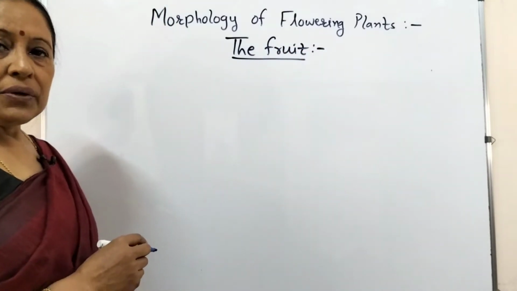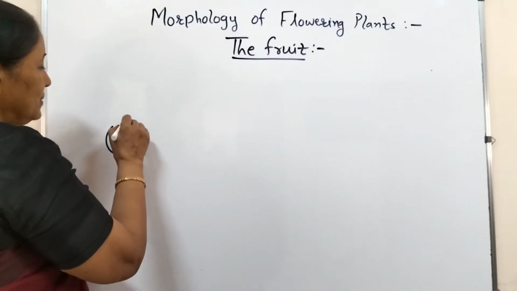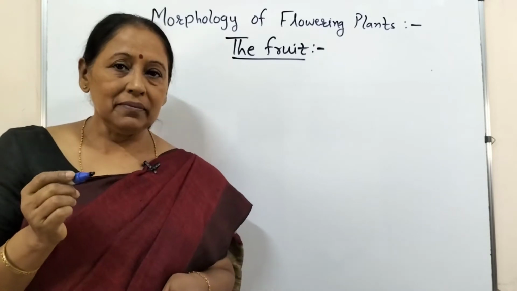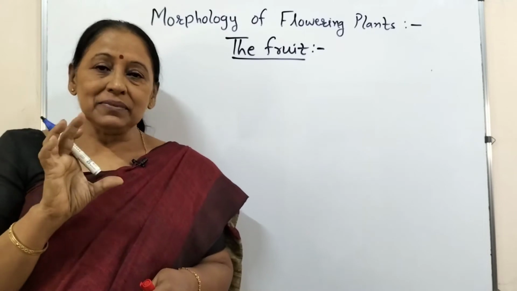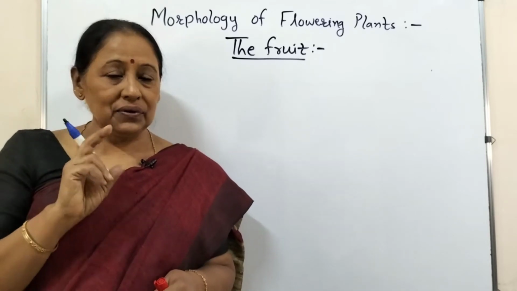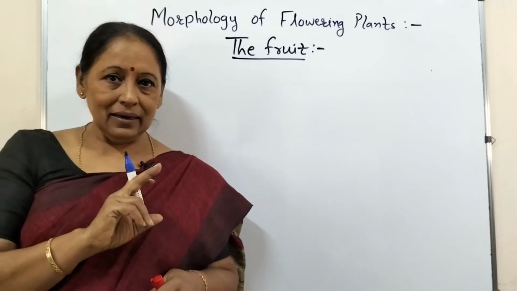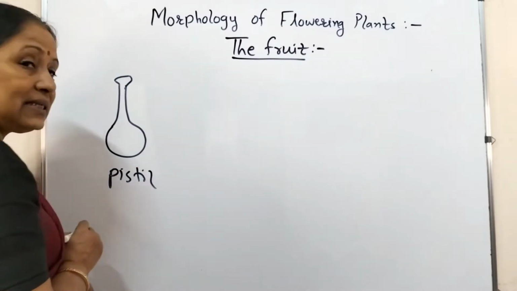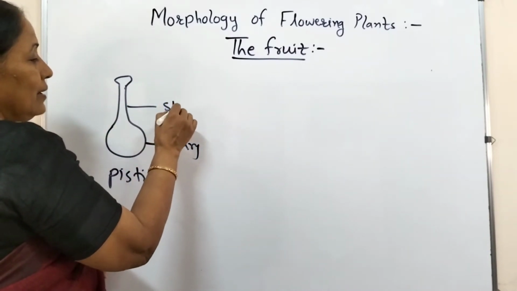What is this fruit? To understand the fruit, let us see the structure of the pistil or carpel. In case of angiosperm, angiosperm is just one of the 5 groups of flowering plants. In angiosperm, there is a structure called flower. In the flower, there are 4 whorls, out of which 2 are the reproductive organs. One is female, one is male. The female one is called the pistil or carpel. This pistil has 3 parts. This is the ovary, then style and stigma.